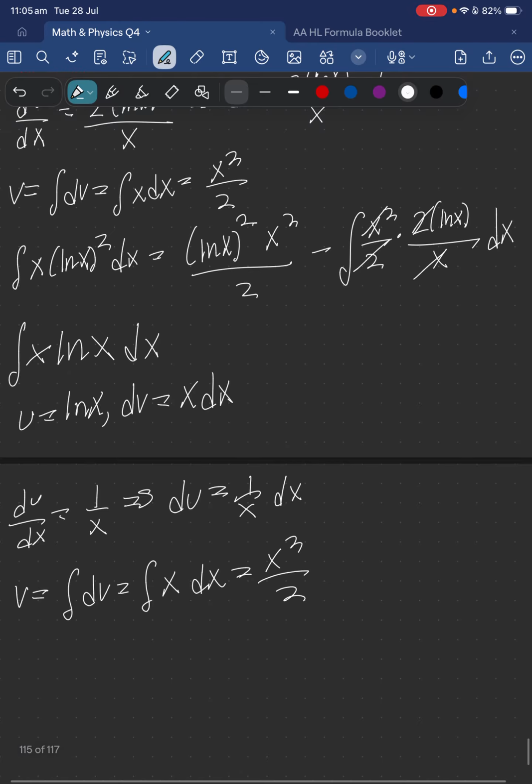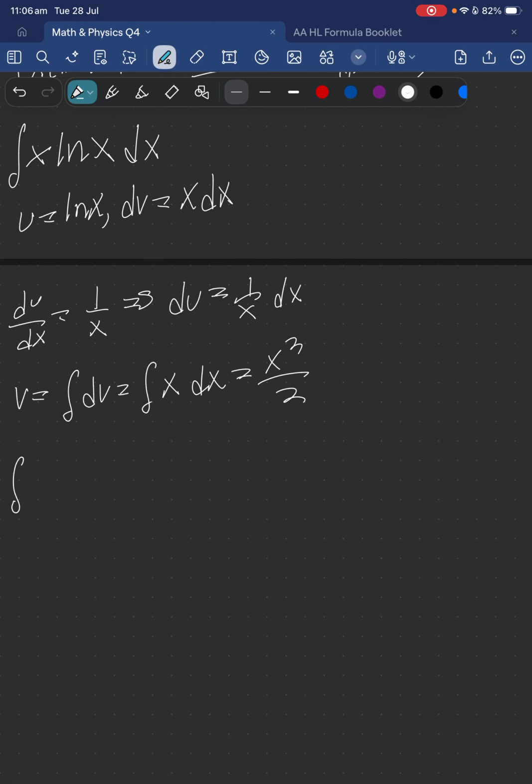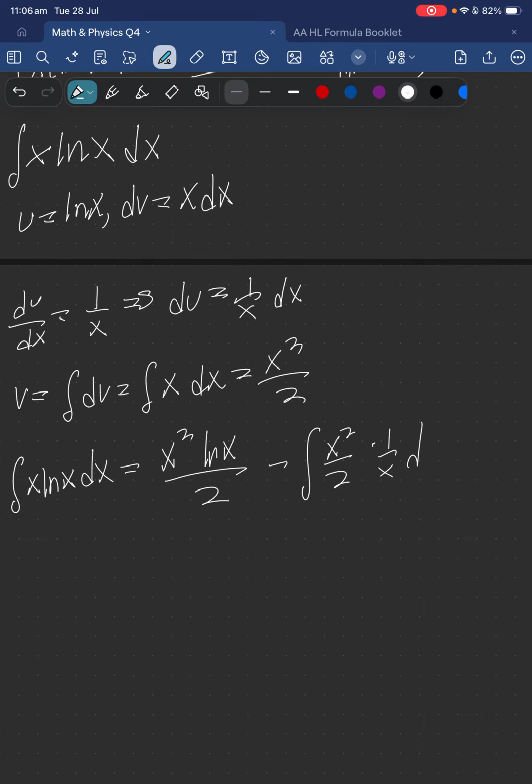So we can write this, x natural log of x dx, the integral of that, which is equal to uv. So that would be x squared multiplied by natural log of x over 2, minus the integral of v, which is x squared over 2, du. So 1 over x dx.